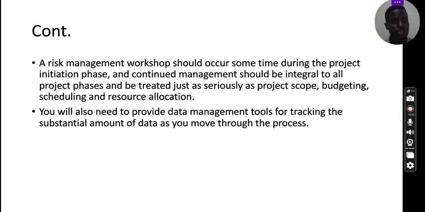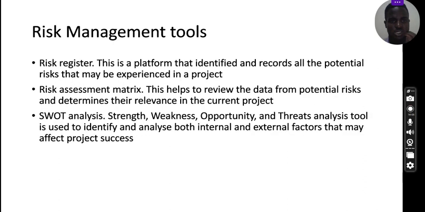And we are saying that you'll also need to provide data management tools for tracking the substantial amount of data as you move through the process. Yes, risk management tools. What can we use? Which tools can we use to manage risks in our project? A risk register.